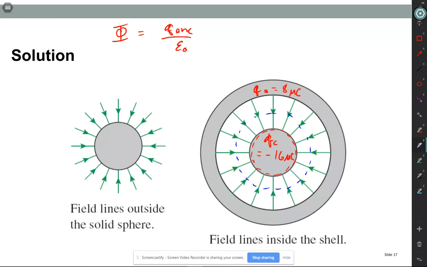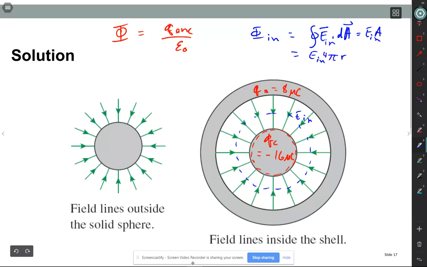And so I can say, okay, for this here, I'm going to call this E in. The flux inside is going to be equal to all the same work we've done before, integral E dot dA. But on the inside, the electric field is going in, the area is going out radially. So those are parallel to each other, anti-parallel. And the electric field is constant on that surface. And so when I do this integral, it just comes to be the electric field times the area, or equal to electric field times 4 pi r squared.